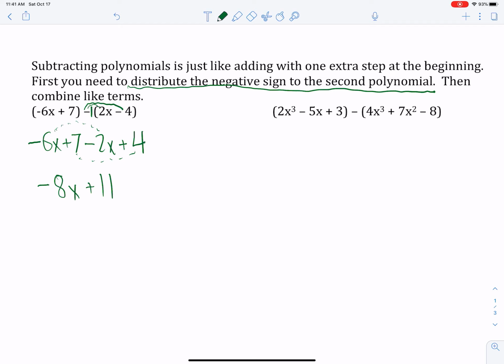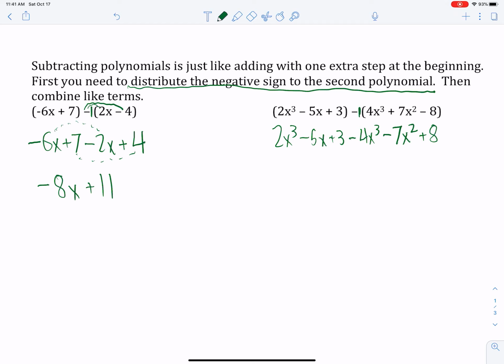Here again, there's nothing in front of that first parenthesis, so we can just drop it. Pretend the parentheses aren't even there. The next one, when there's a minus sign in front of a parenthesis, we're going to change all the signs in that parentheses. It's like distributing a negative 1. Instead of positive 4x cubed, we have minus 4x cubed. Instead of plus 7x squared, we have minus 7x squared. Instead of minus 8, we have plus 8.